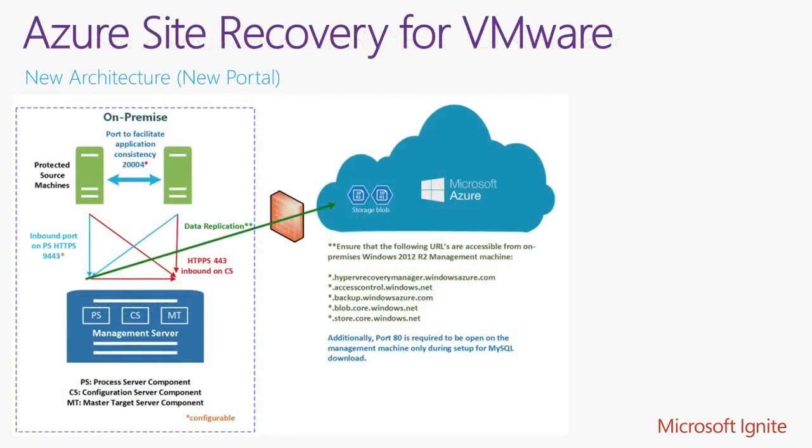What are the internals that we have? In your VMware environment, we talked about having that management server with the three components. The configuration server does all of the coordination. The process server does all of the compression and encryption that is required for the data to be shipped to Azure. And the master target is used in scenarios where you need to do a failback. When you want to do a failback, that happens through the master target server. Also, in this diagram, the process server ships all of that data into a blob storage.